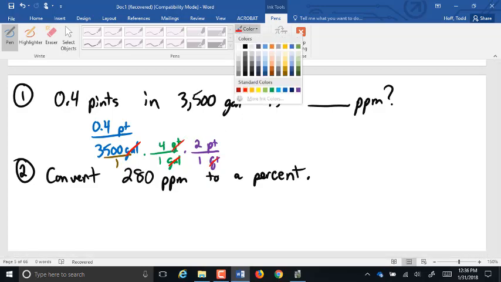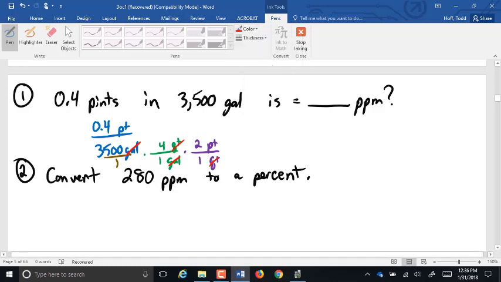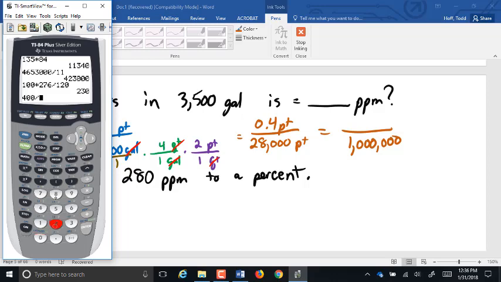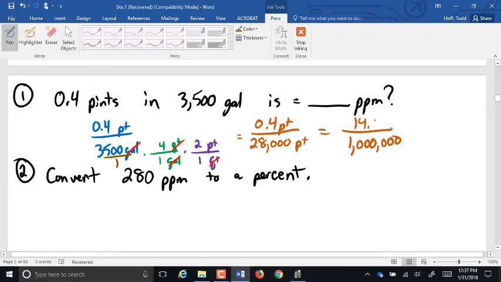So that's going to put us in pints. On top, it's still 0.4 pints. We didn't change that at all. On bottom, 3,500 gallons ends up being 28,000 pints. And now we have to turn that into parts per million. So how much would that be out of a million? 14.28571428571 approximately. We're going to call it 14.29.